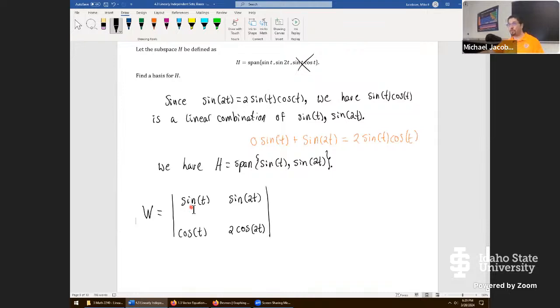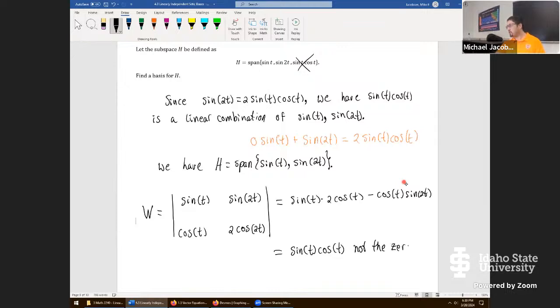So we go and take the determinant in the usual way, sine t times 2 cosine t, then minus cosine t times sine t. Almost looks like 0, but if we track the chain rule correctly, it's non-zero because of that factor of 2. These are like terms. 2 sine t cosine t minus cosine t sine t gives us sine t cosine t, and that is not the zero function.